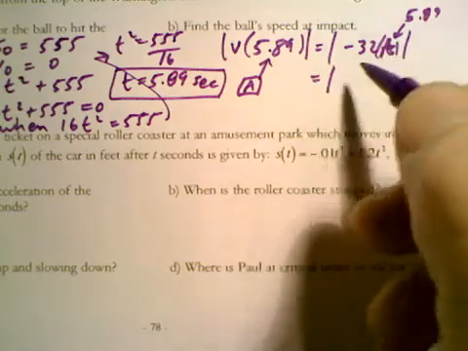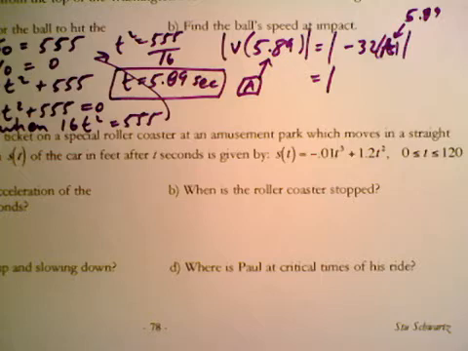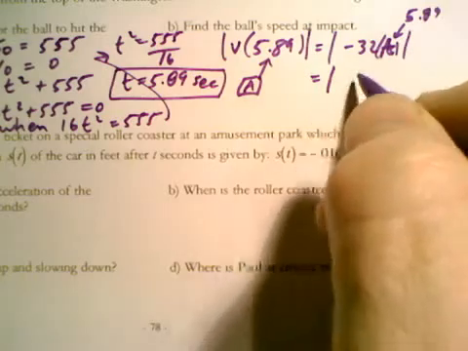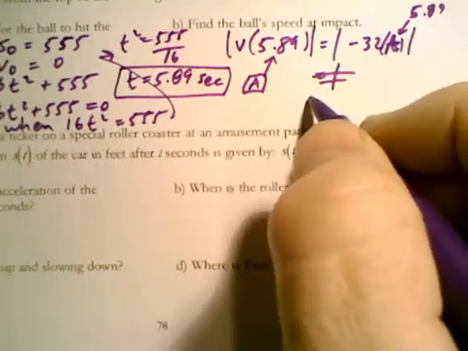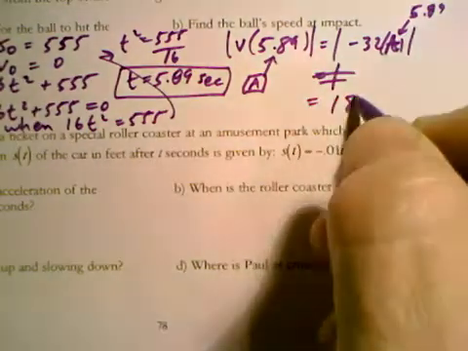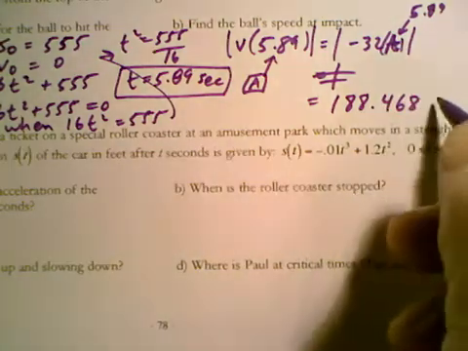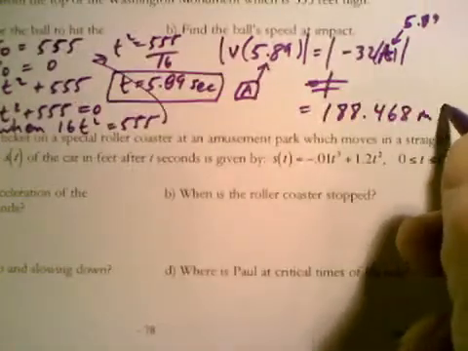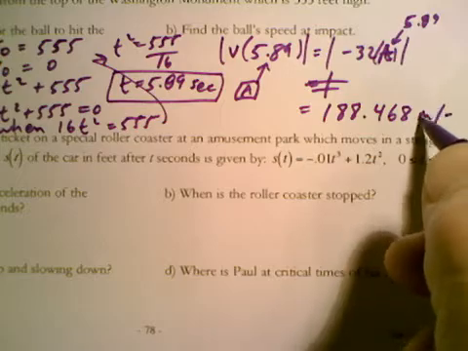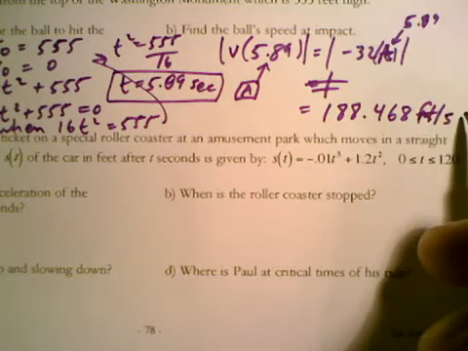So the absolute value: math, right arrow, enter. Absolute value of negative 32 times A would be equal to 188.468, and that would be meters per, no, I guess that's feet per second.